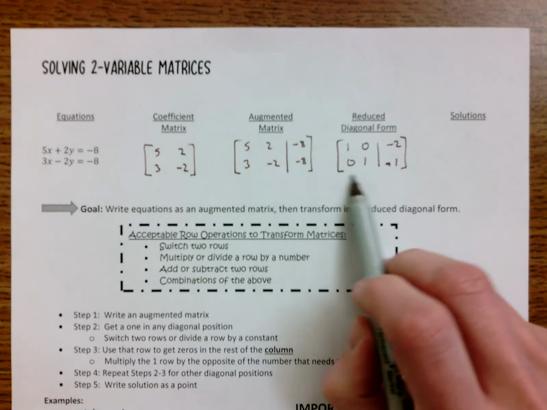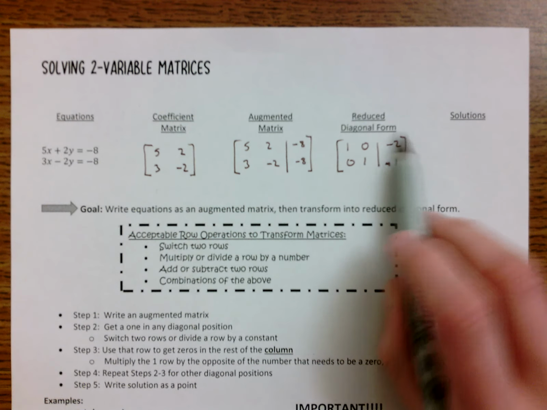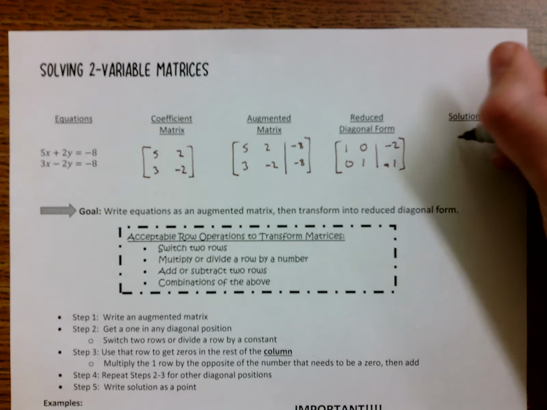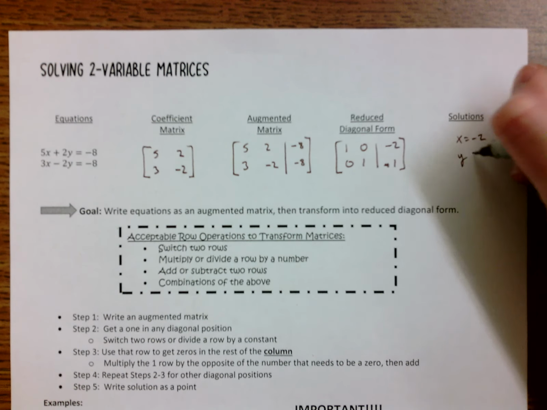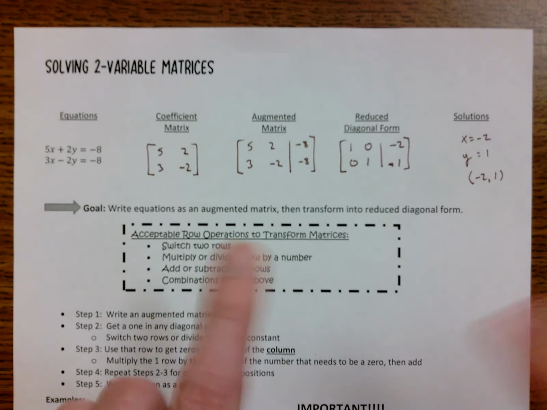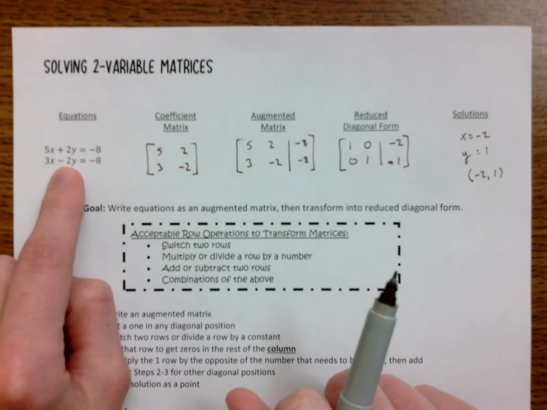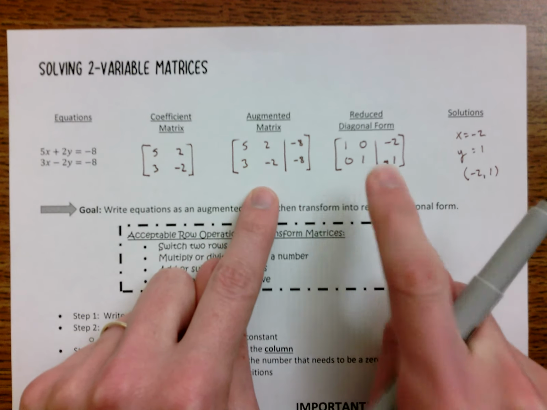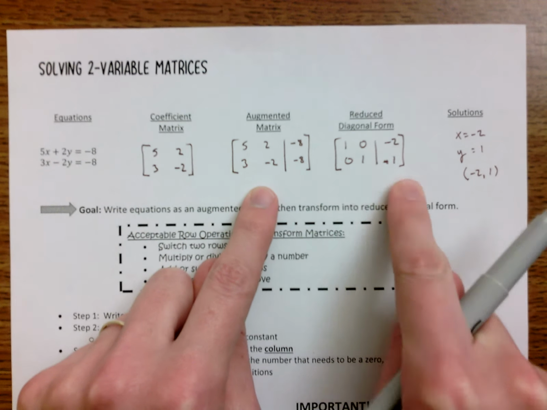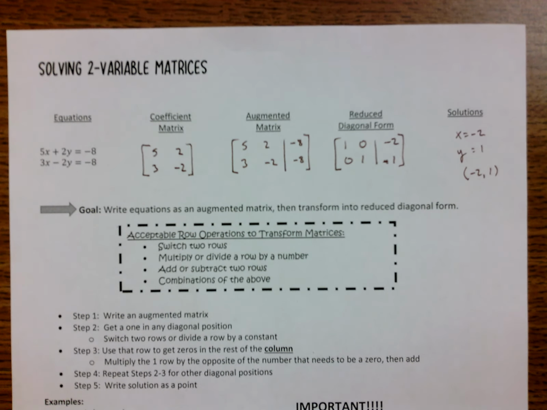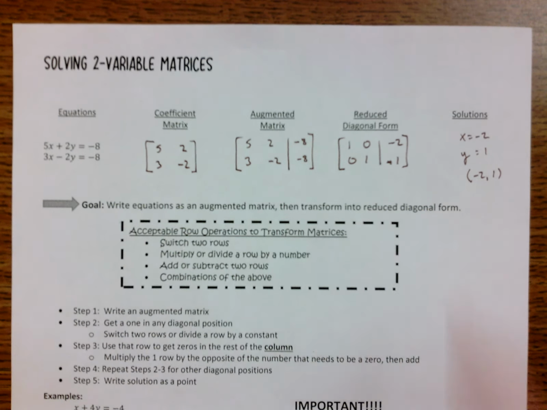Okay, so our goal is to make it look like this on the left. And then once you've done that, you can take your solutions from this reduced diagonal form, which are these two. So my solutions from this would be that x equals -2 and y equals 1, or the point (-2, 1). Okay, so that's going to be our goal. We haven't talked about how to do this yet, but you're taking your system, you're writing a matrix, which is really easy. We're going to do some transformation stuff to get it looking like this. And then we'll just take those answers right from the right-hand side. And that's how we get our answer. Okay, so that's your overall goal for this: write the equation in augmented matrix, transform it into reduced diagonal form.